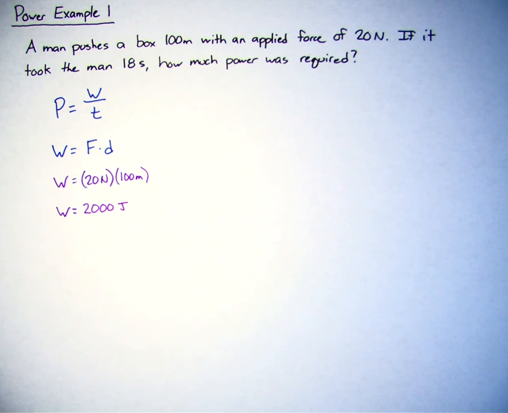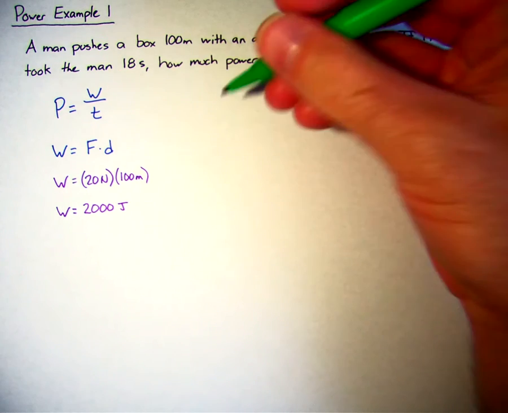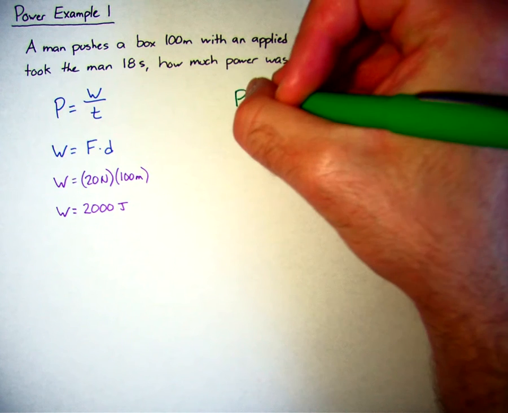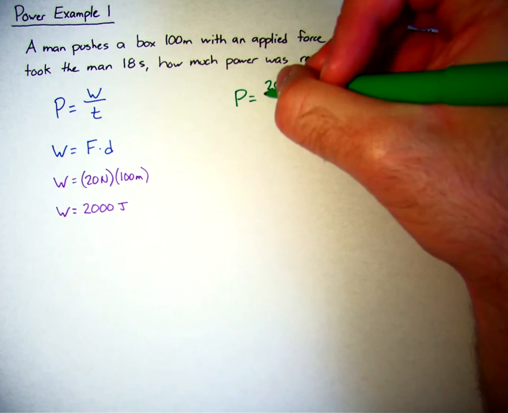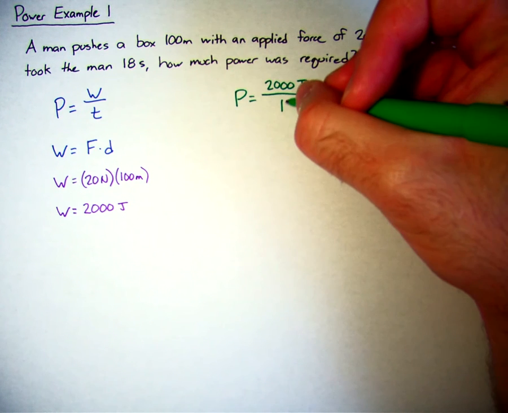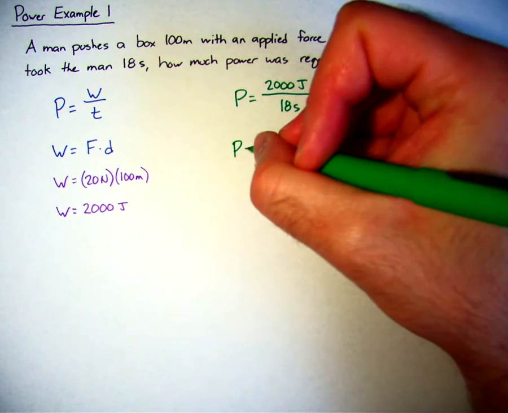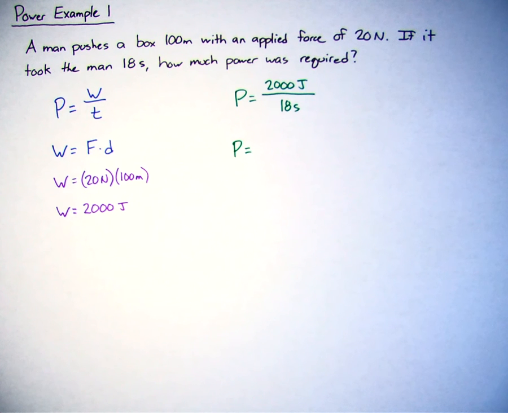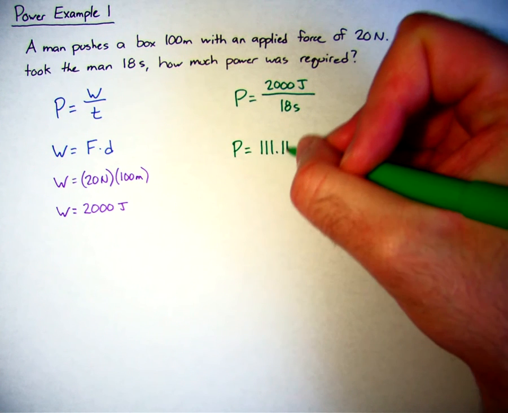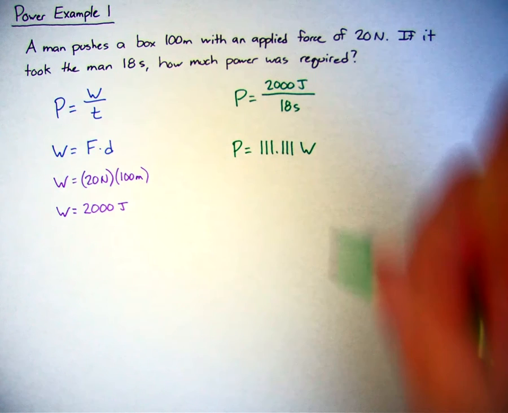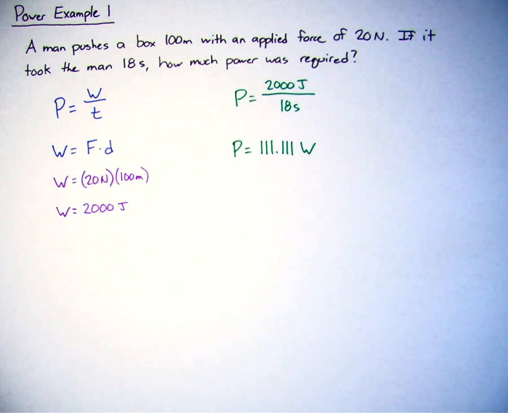Then the next step is just to figure out the amount of power. So for the amount of power here, we just take that amount of work that we just found, so 2,000 joules, and we divide that by the time, which is 18 seconds. So if we take 2,000 divided by 18, we get 111.111 watts of power. So that's how much power is required.